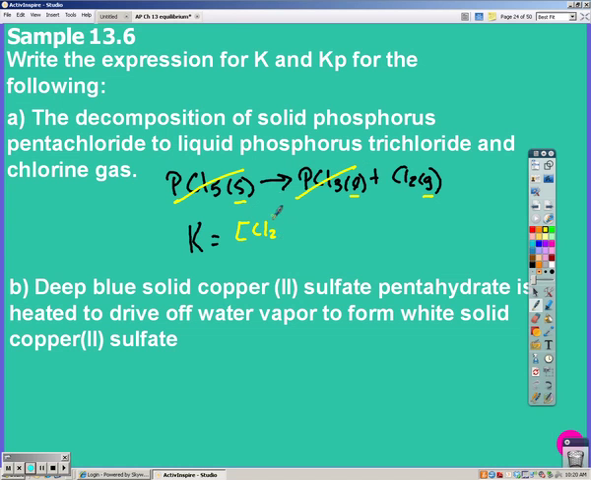So my K expression, I have products over reactants. I don't have any reactants, so I just leave it, or I could put over 1. And again, make sure that it's balanced. For my Kp, it's the exact same thing, except I'm going to have pressure of chlorine. And I can put the parentheses. I don't really need the parentheses since I only have one thing though, and it's not raised to a power.